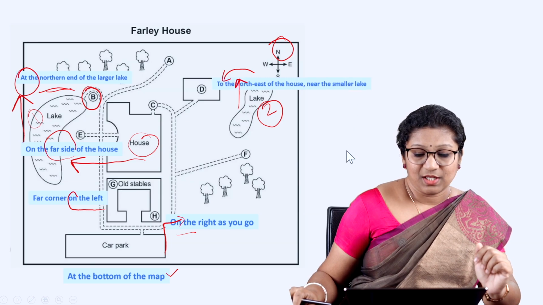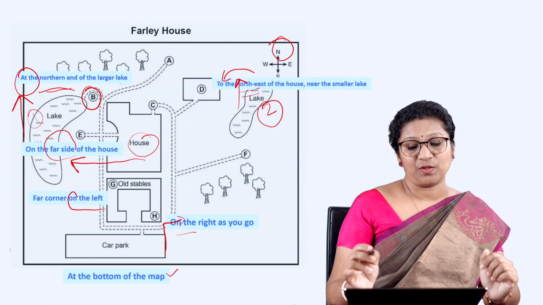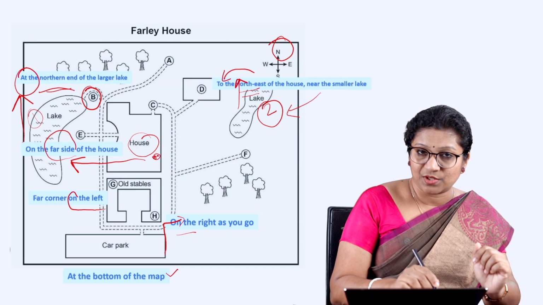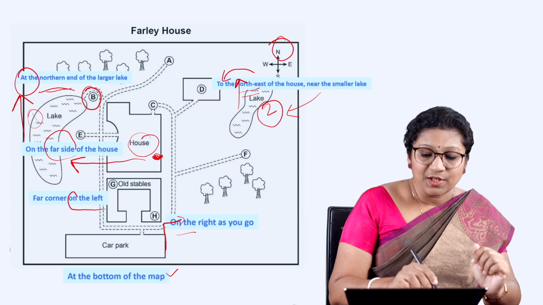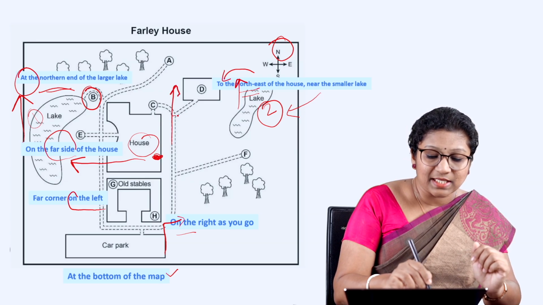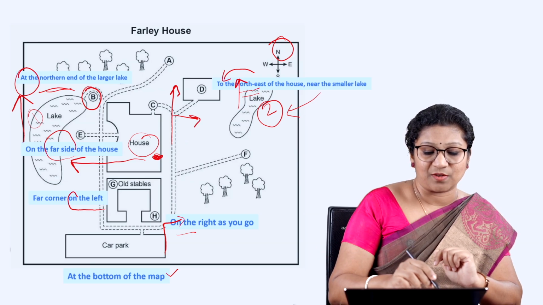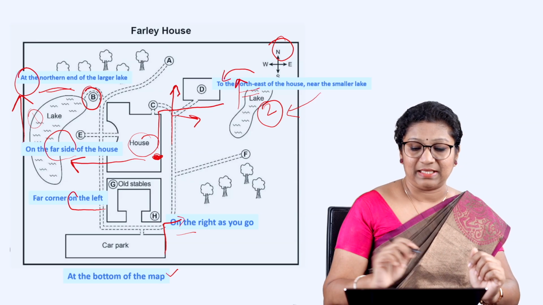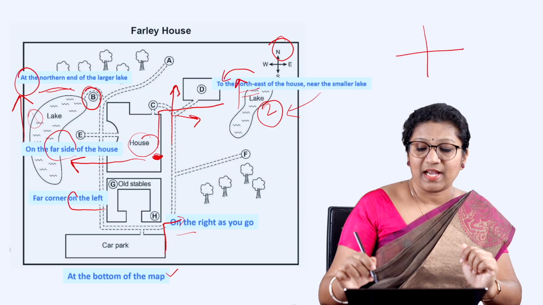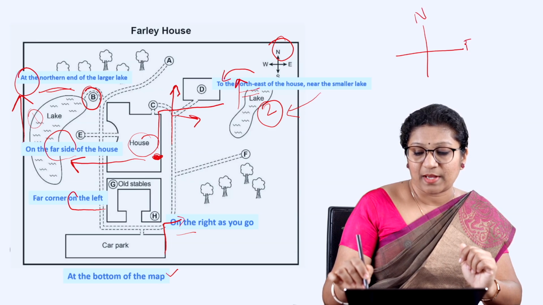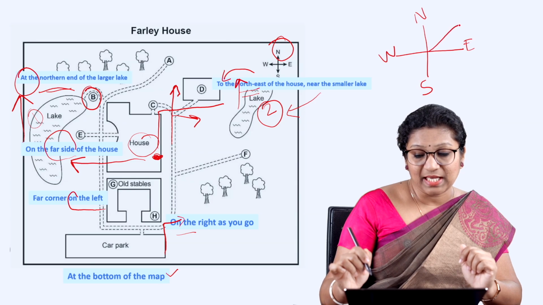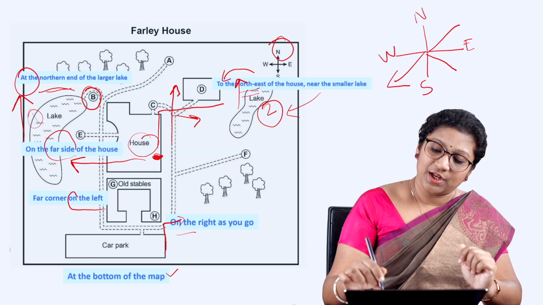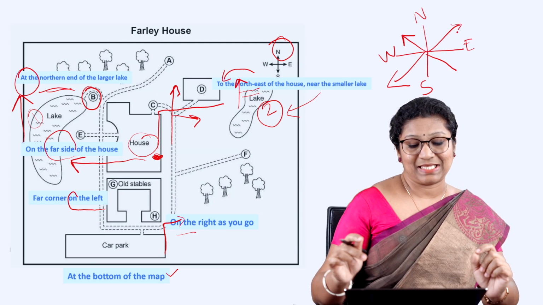What else? To the northeast of the house near the smaller lake. To the northeast of the house, this is a house, so there is this reference point again, and to the northeast. So we go north and we go to the east, near the smaller lake. So again, these cardinal points that we have the north, we have the east, we have the west and the south. So this would be northeast, this would be southeast, this is the southwest, and this is the northwest. So we should be aware of these directions as well.